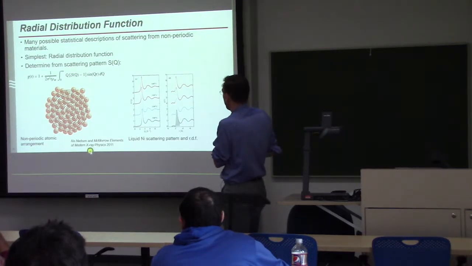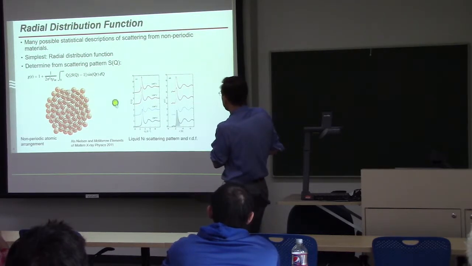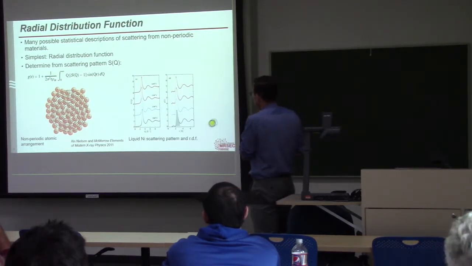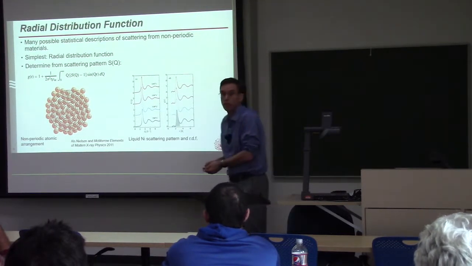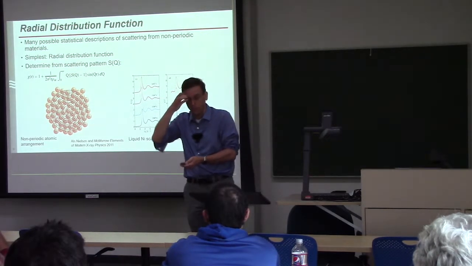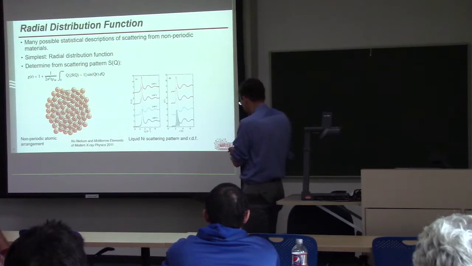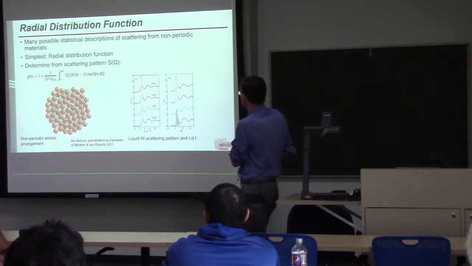This is an example drawn from a very nice textbook on X-ray scattering. This is the non-periodic arrangement we want to think about. On the right is S of Q and G of R extracted from that S of Q for liquid nickel. And if you integrate this gray area here, you'll find that you can count the number of nearest neighbors for nickel in liquid nickel. And it agrees with this very simple atomic packing type of argument. And then there's more information further out, and that's the subject of the rest of the lecture.